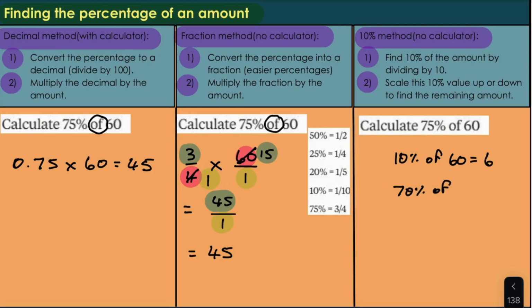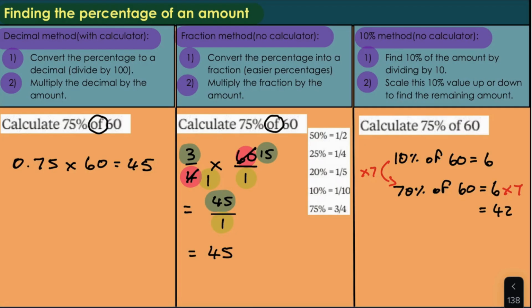70% of 60. We are scaling up. How do I get from 10% to 70%? I multiply by 7. So we previously had 6, which was 10%. We're scaling up by multiplying by 7, 42.